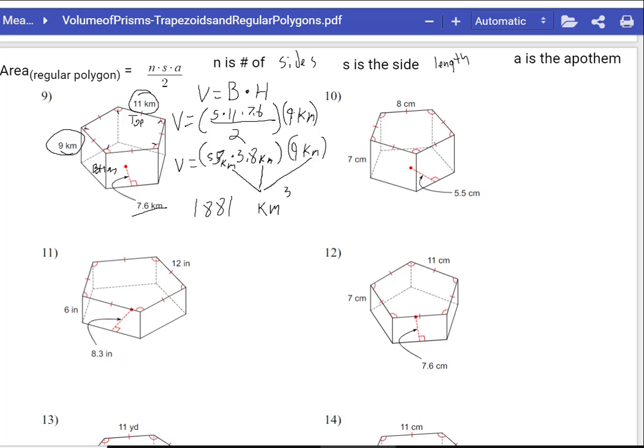And we get 1,881 cubic kilometers. Now I'm going to do a little check. I plug into the calculator 5 times 11, times 7.6 divided by 2, and then times 9. Yep, I get the same result. The calculator is your friend, guys. Don't worry about it. Just use it.